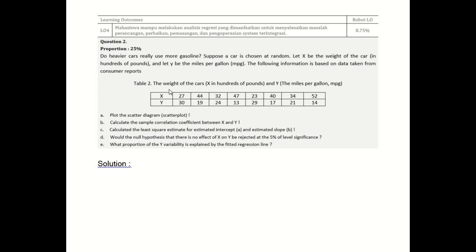This is the table: the weight of the cars, X, in hundreds of pounds, and Y is the miles per gallon, or mpg. So we have 16 data points, and the question is: plot the sketch diagram, calculate the sample correlation coefficient between X and Y, and calculate the least squares estimate for the intercept A and slope B. Would the null hypothesis that there is no effect of X on Y be rejected at the 5% level of significance? What proportion of the Y variability is explained by the fitted regression line?